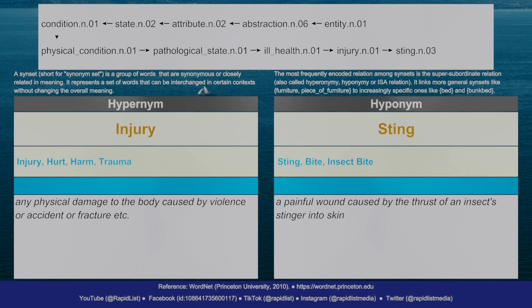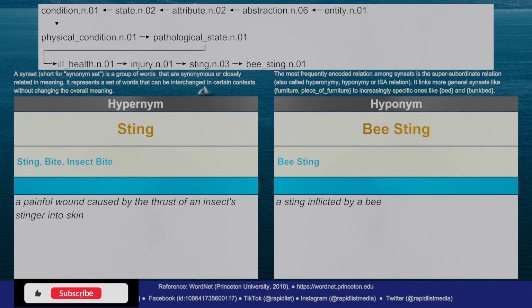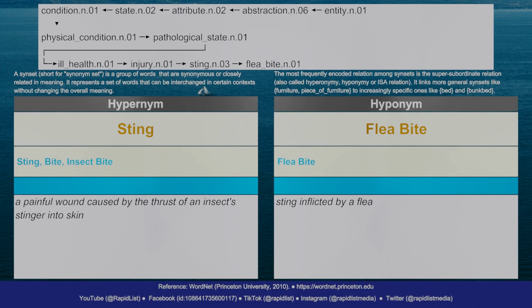Sting. A painful wound caused by the thrust of an insect stinger into skin. Bee sting. A sting inflicted by a bee. Flea bite. A sting inflicted by a flea. Mosquito bite. A sting inflicted by a mosquito.